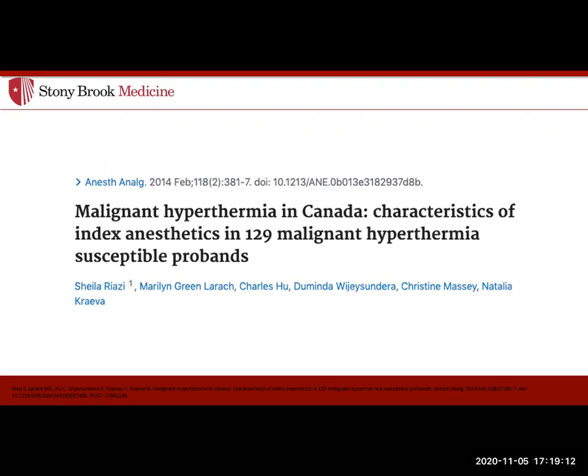So now moving on to the study, we'll be looking at malignant hyperthermia in Canada. So this looked at the characteristics of index anesthetics in 129 malignant hyperthermia susceptible probands. So susceptible probands just means patients who have the mutations in those ryanodine receptors that we spoke about earlier, and therefore have a higher risk of developing MH. Now, because this is such a rare disease, this study looked at patients between 1992 and 2011, so they could have an adequate amount of power to make conclusions from this study.